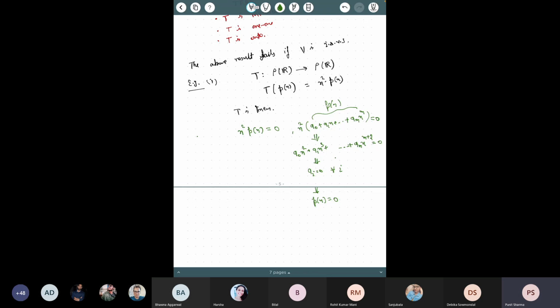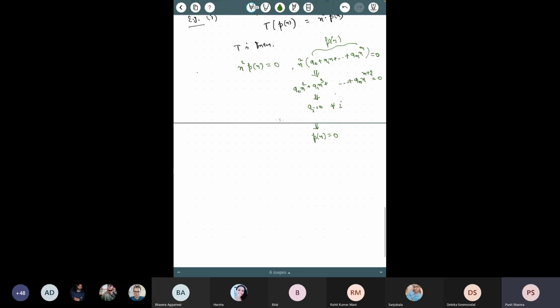Now, why you are missing the argument is here. This might be useful for your understanding, whatever I'm going to write here. How to show that these elements, let's say these 4 polynomials, are linearly independent? Just tell me how to show that they are linearly independent.